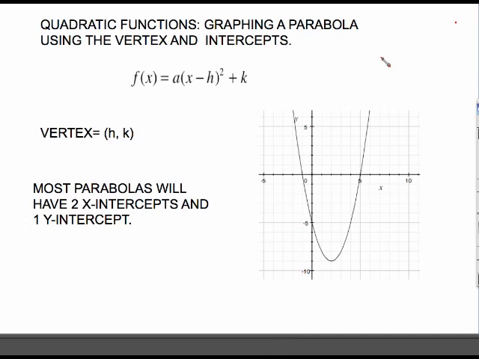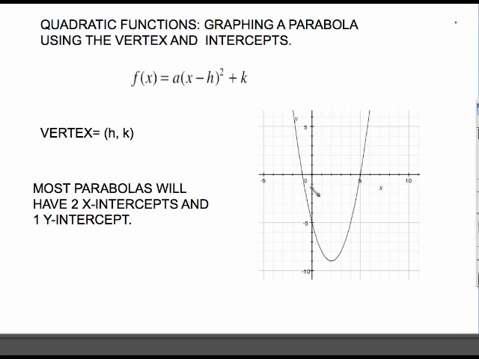This video will show you how to graph a parabola using the vertex and the intercepts. You should already be familiar with graphing a parabola using the vertex and a t-chart. This is the standard form of a parabola. From this form, you can name the vertex very easily. It is just (h, k).